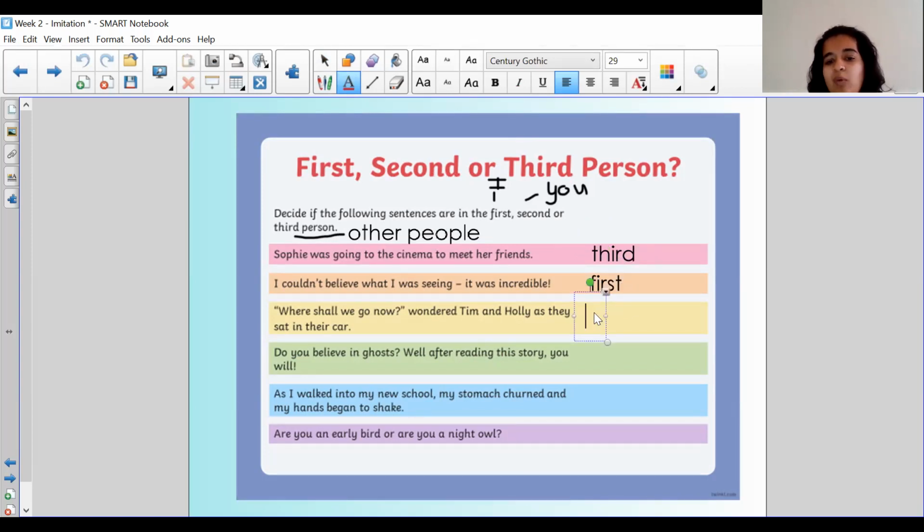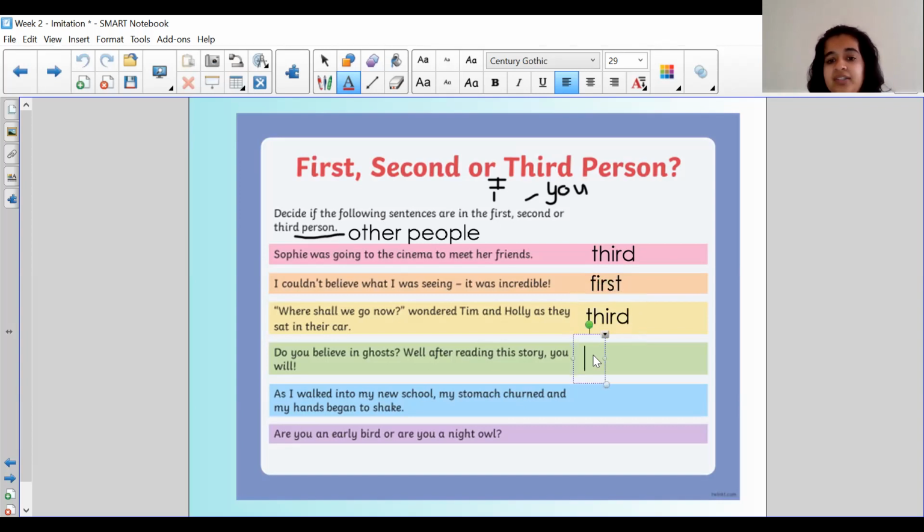Where shall we go now? Wondered Tim and Holly as they sat in their car. Okay. It's talking about Tim and Holly. They were sitting in their car. Okay. It should be third person.